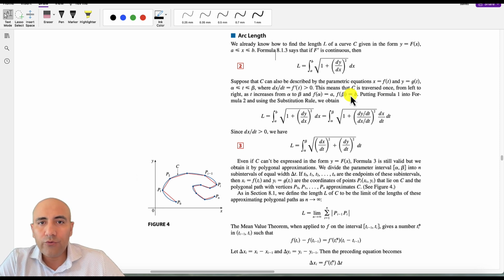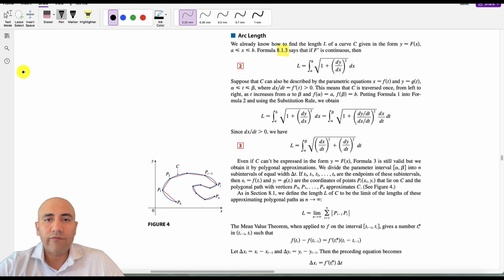All right, so let's just walk through this explanation of the theorem. So this goes back to section 8.1. We already covered this, so a lot of this is a little bit of review. So we already know how to find the length L of a curve C in the form of y equals f of x, as x ranges from a to b. Formula 8.1.3 says that if the derivative, f prime, is continuous, then length L is equal to the integral from a to b of the square root of 1 plus (dy/dx) squared dx.